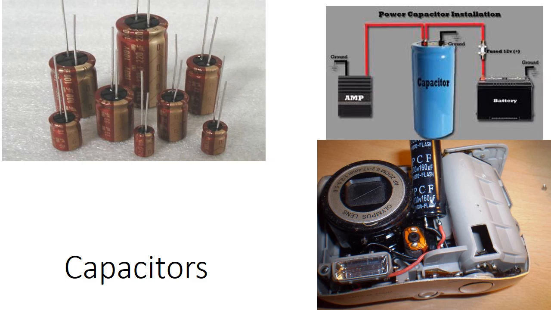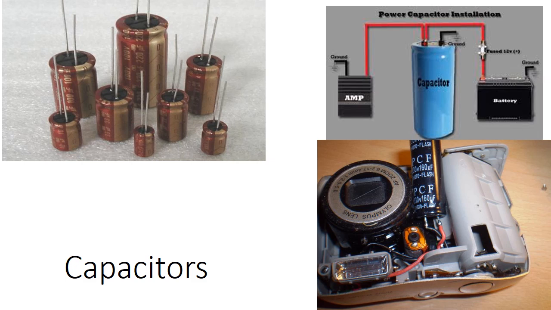On the top right-hand side, you can see that there's a capacitor used for a car stereo. If you need a lot of extra power in your car stereo, you want to make your subwoofer boom, then usually your battery can't provide enough, and even your car running can't provide enough power or enough electric current to make it run, so they hook up a capacitor. You can see the capacitors hooked up there, the big blue thing.